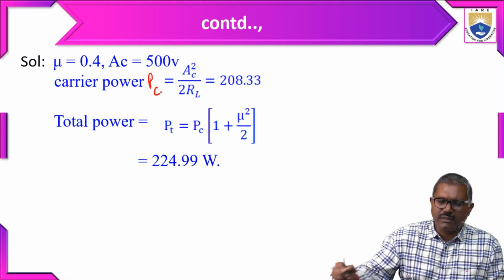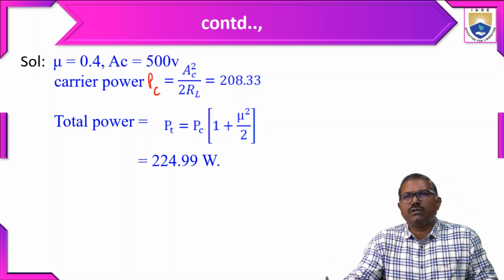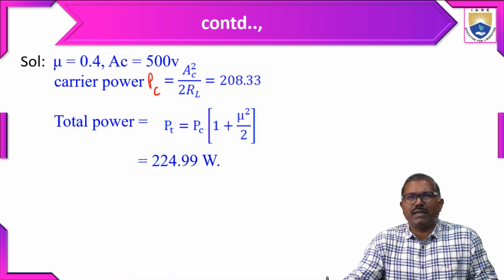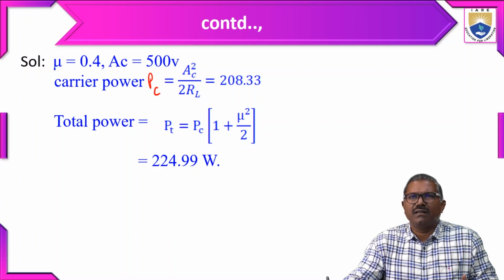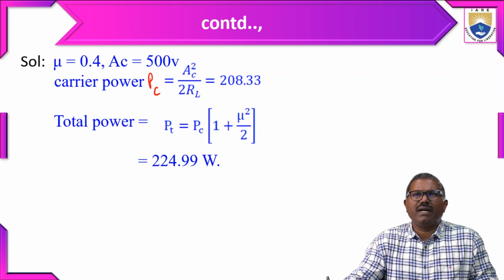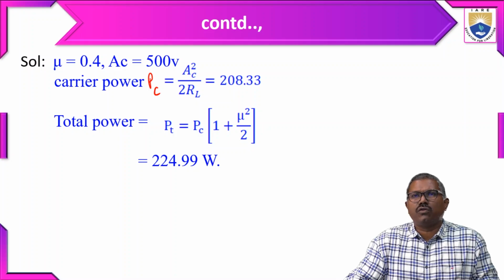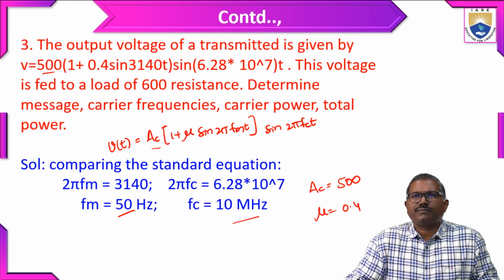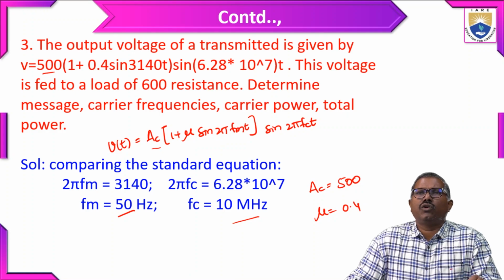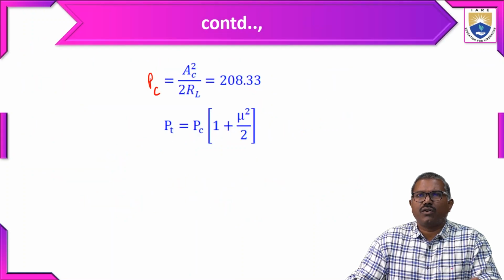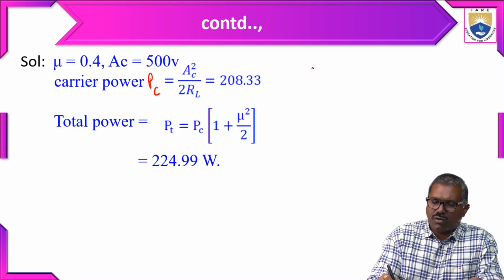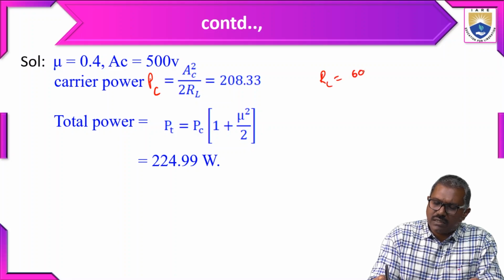So this is my PC. So PC is equal to AC square by 2RL. So what is AC? This is 500. So 500 square, 500 into 500 divided by 2RL. So what is RL? Load resistance. So in the problem they given load resistance. So once again go back. So here the load resistance is 600. Okay. So RL is 600.